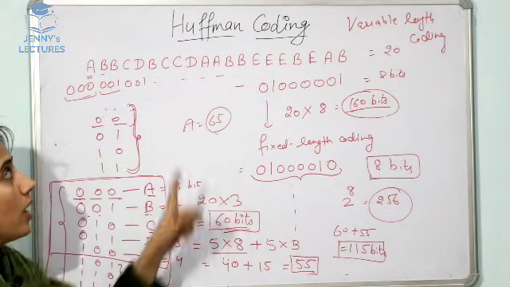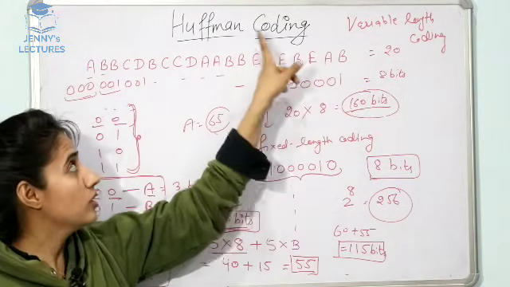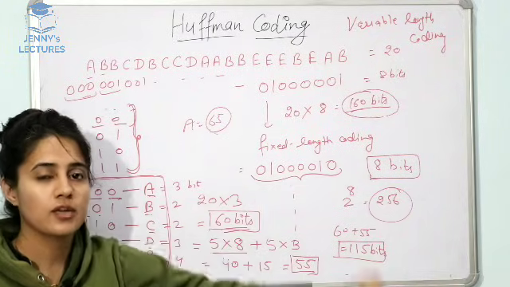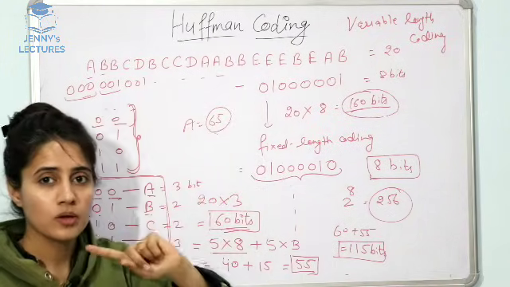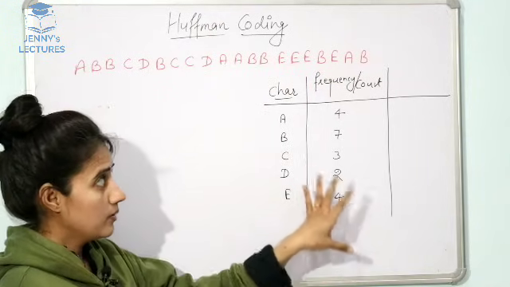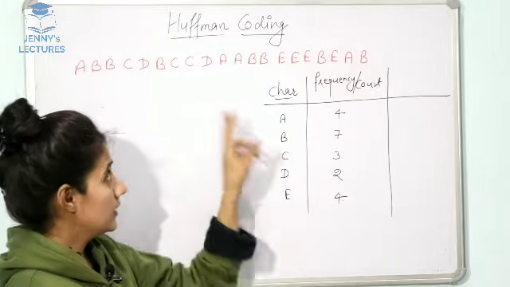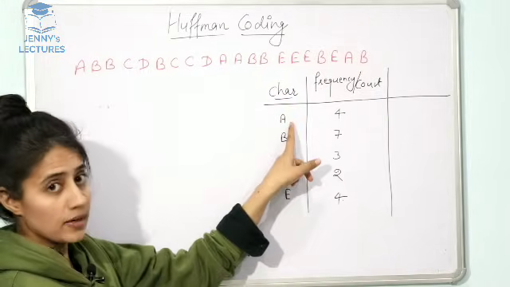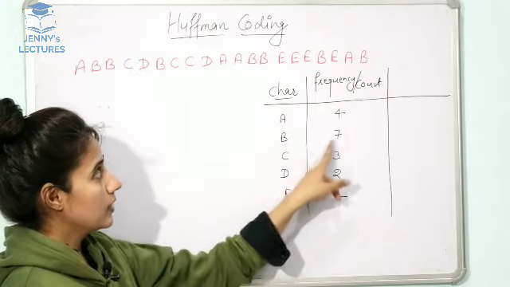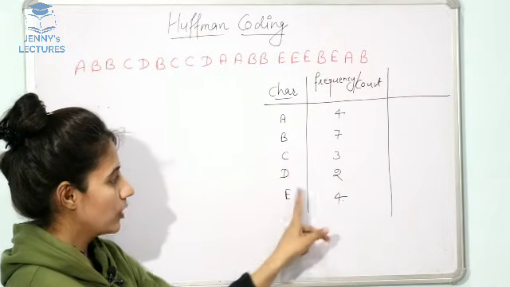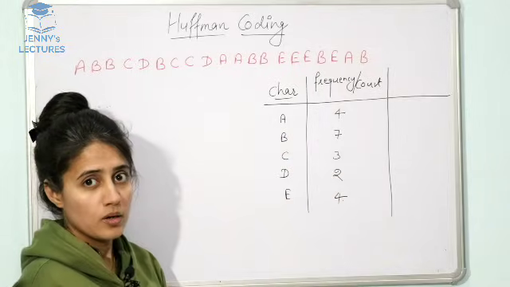Now how will we compress this message using Huffman coding rather than ASCII coding? We will not use ASCII coding, we will use Huffman coding. Now we have drawn a table, and in this table we have written the frequency, or you can say count, of each character. See how many different characters we have? 5 characters: A, B, C, D and E. A is repeating 4 times, B is repeating 7 times, C 3 times, D 2 times and E 4 times in this message. So this is the frequency, or you can say count.